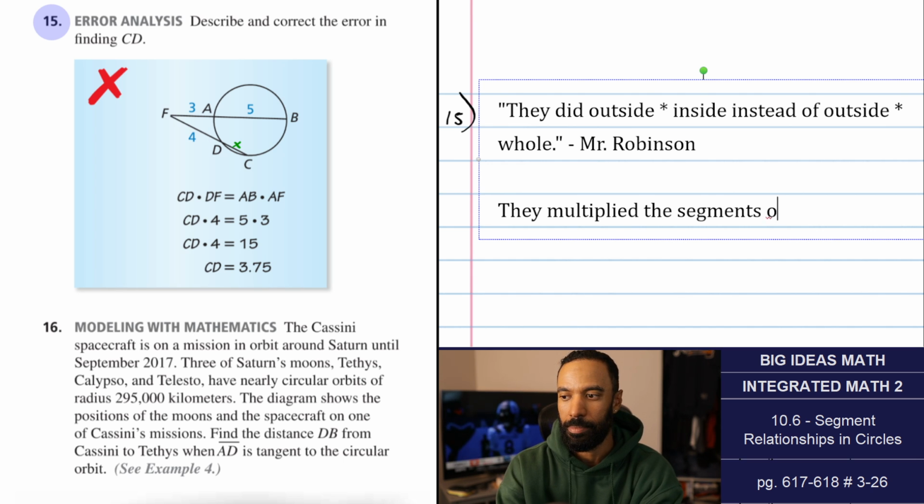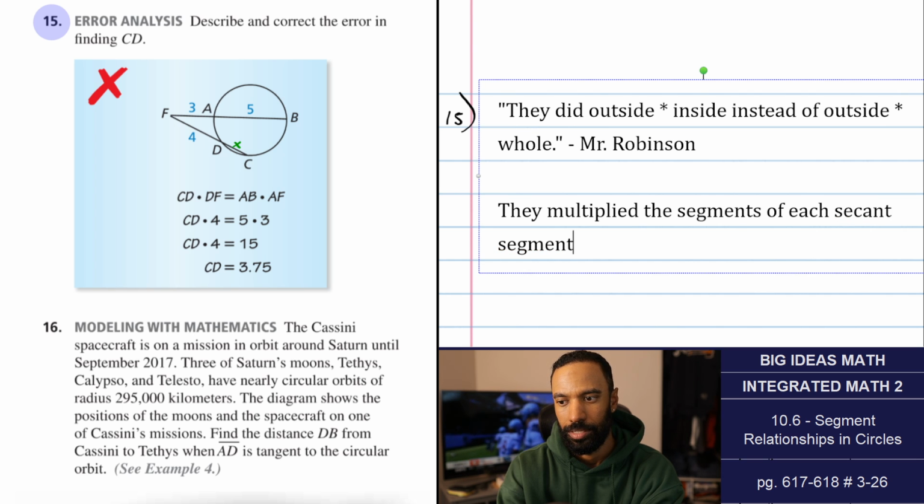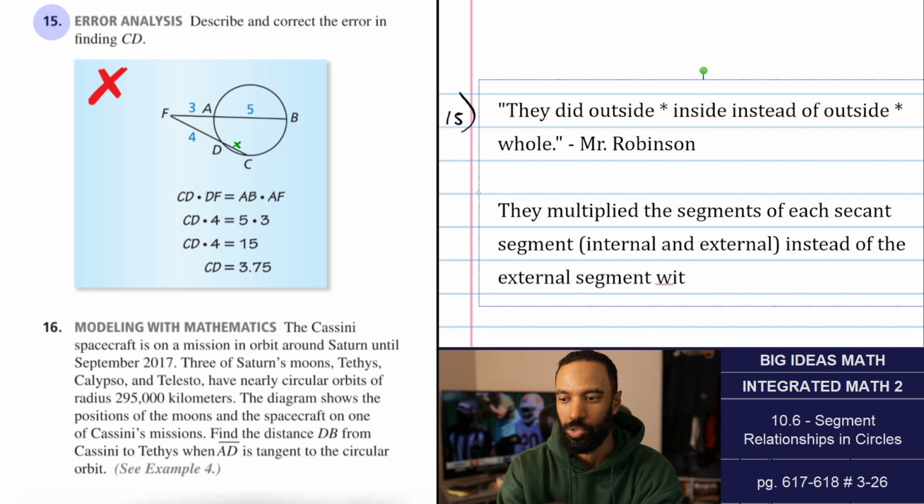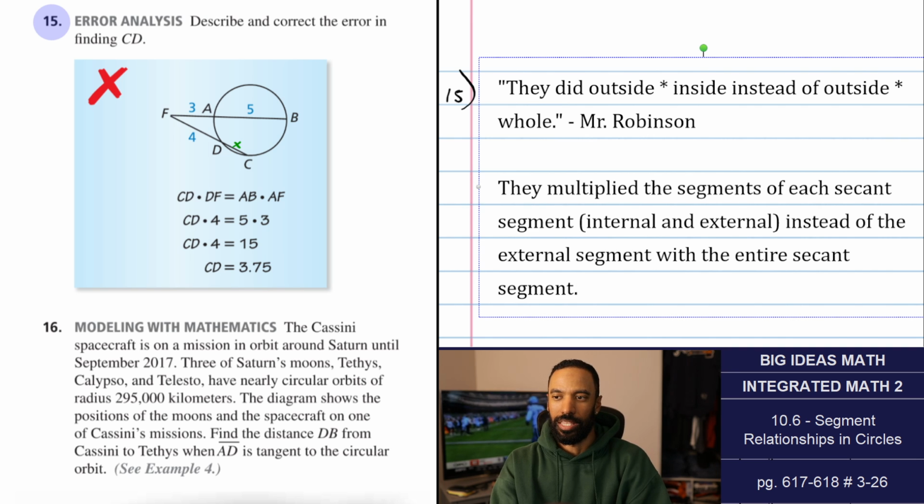They multiplied the segments of each secant segment, internal and external, instead of the external segment with the entire secant. So that's the better wordage.